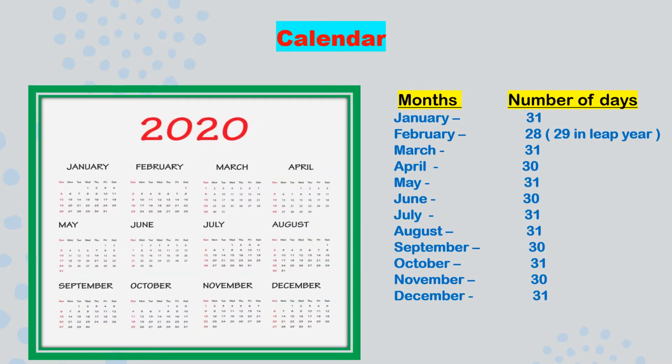Let us introduce the term calendar. A list that shows the days, weeks and months of a particular year is called a calendar. There are 12 months in a calendar.